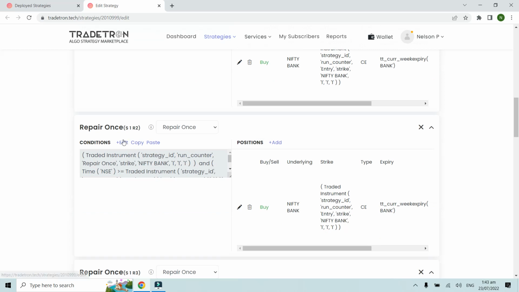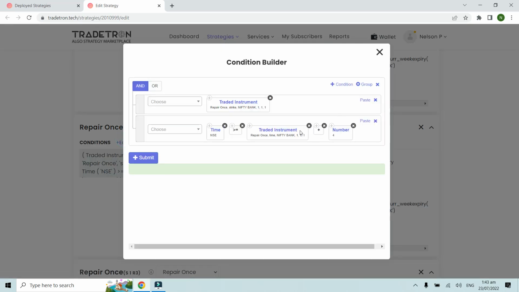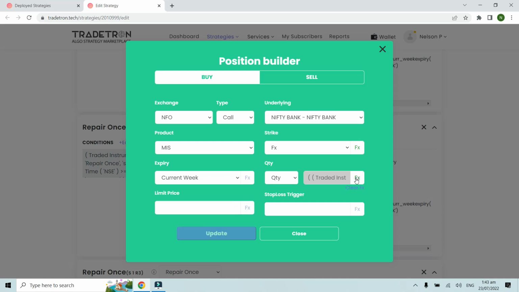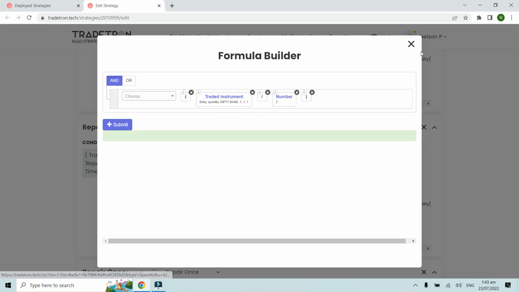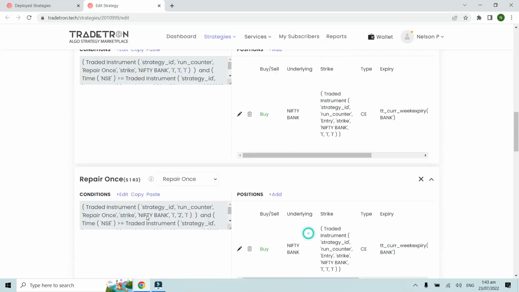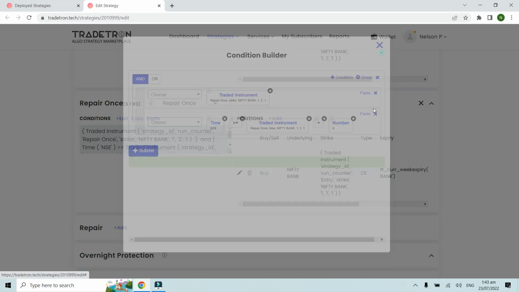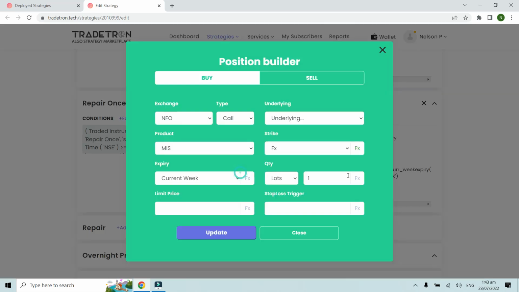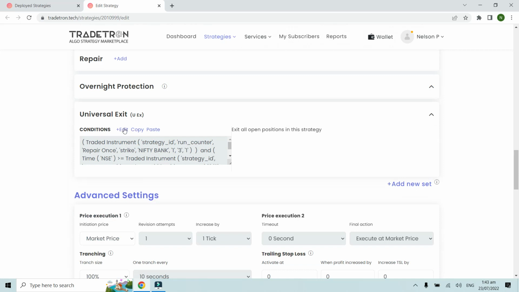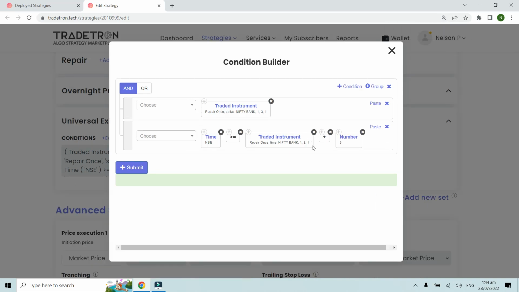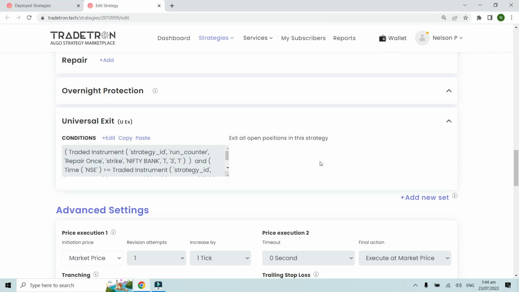After that, in the second repair, similarly we are squaring off after 4 minutes of repair one being triggered. After that we will square off a few more quantities, that is 50% of the entry quantity in the first set. And similarly in the third set we will square off one position. After the second repair is triggered, we will square off one lot, and the remaining one lot we will exit through universal exit. After the third repair is triggered, as we can see, repair one 131, after 3 minutes we will exit the strategy.